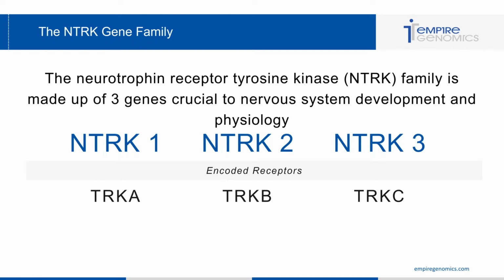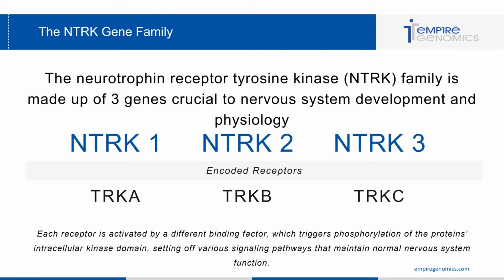The neurotrophin receptor tyrosine kinase, or NTRK family, is made up of 3 genes crucial to nervous system development and physiology. Each receptor is activated by a different binding factor, which triggers phosphorylation of the protein's intracellular kinase domain, setting off various signaling pathways that maintain normal nervous system function.